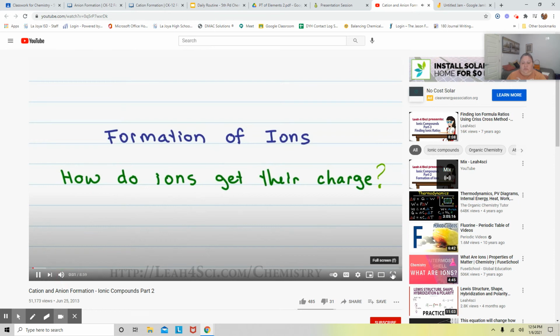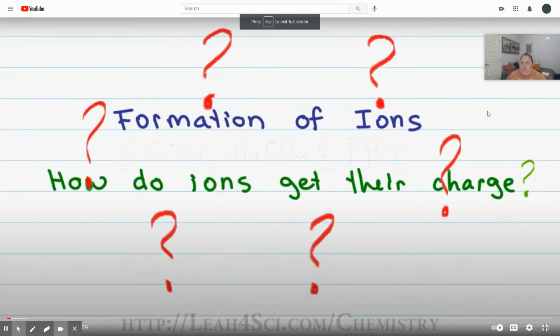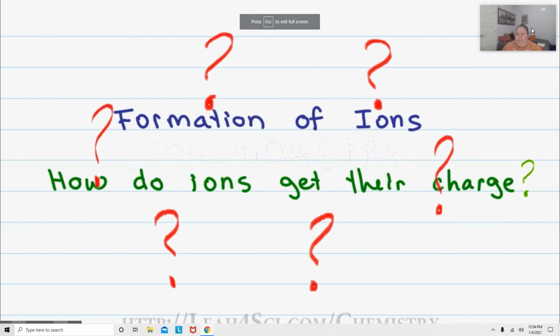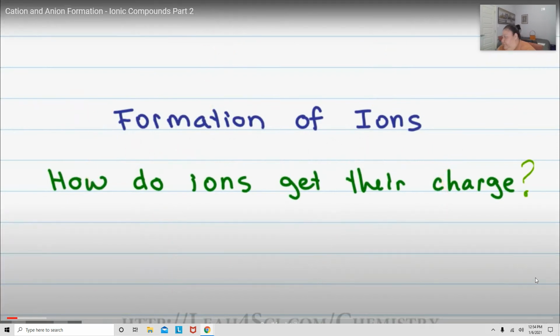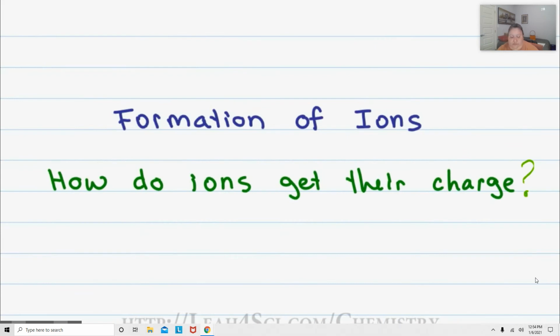Learned about ionic compounds, but have you thought about how they form and how they get their charge? I'm Layfish from layfirsci.com, and in this video, I'm going to show you exactly how ions form and how they get their charge.